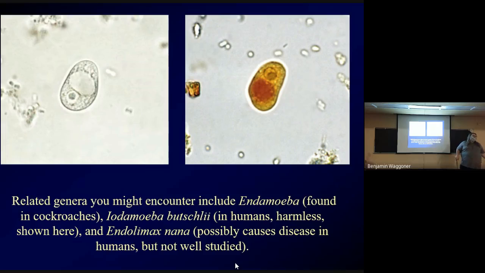Another harmless one that you'll find in humans is Iodamoeba. So-called because it stains brown with iodine, which is what you see there on the right. Another one in humans called Endolimax may cause human disease, but again, it hasn't been very well studied.